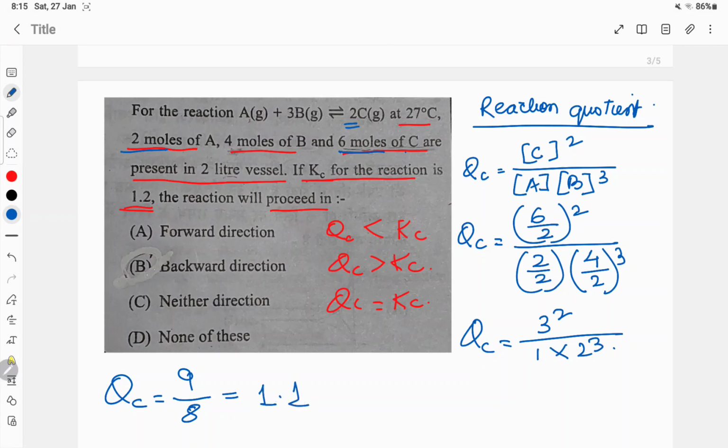So here the value of Kc is 1.2, and we obtain that Kc is greater than Qc. Since Kc is greater than Qc, the reaction will shift in the forward direction. So the correct answer is A.